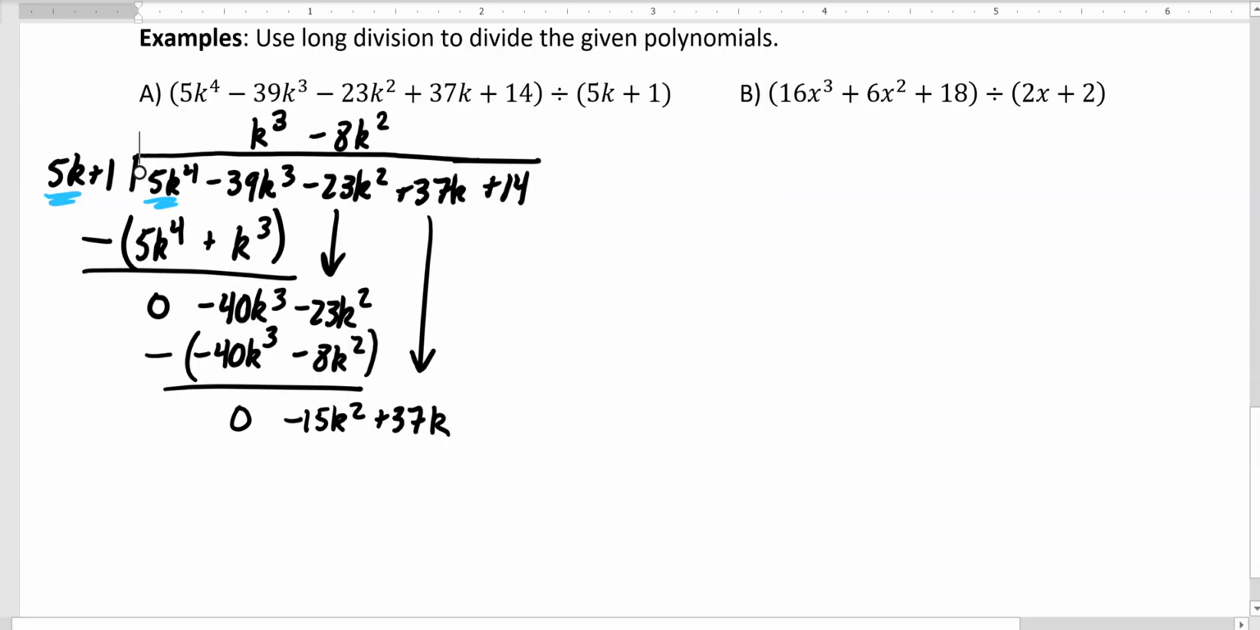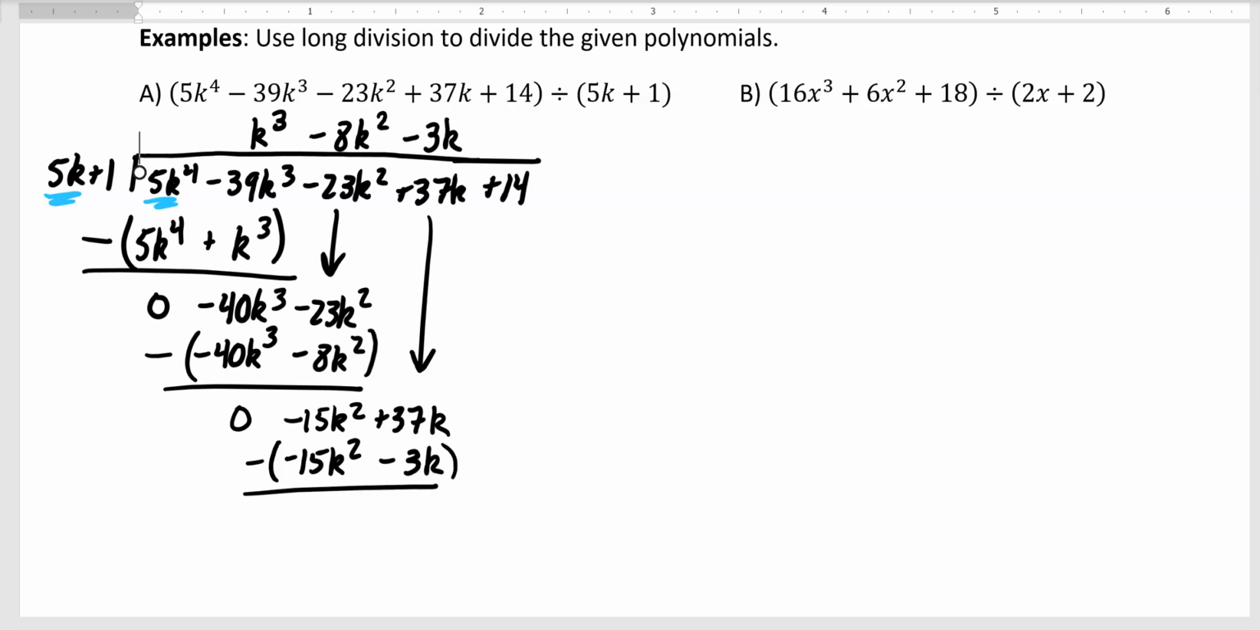There we go. 5k times what gives me negative 15k squared? So that would be negative 3k. When I multiply that, it gives me negative 15k squared. Negative 3k times 1 would be negative 3k. And we're going to subtract that. Obviously, be careful with our subtracting a negative here. This will give me 40k. Bring down our positive 14.